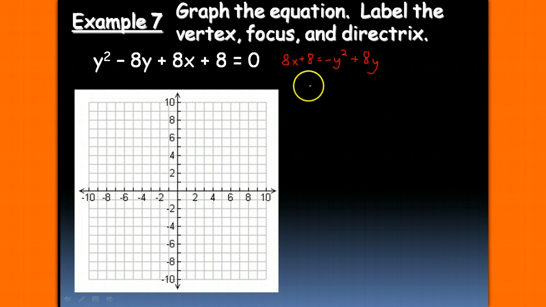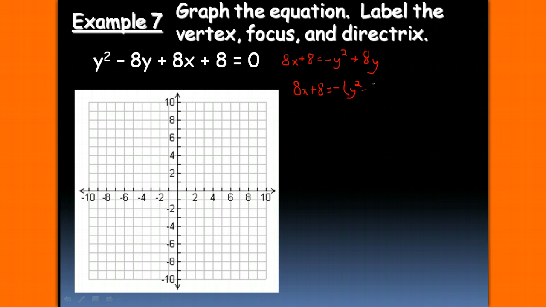Okay, so the next thing I'm going to do is pull out this negative from the y squared and the 8y, and I'm going to complete the square right here. So I'm going to have 8x plus 8. Now again, our end goal when we're doing this is to get our equation in standard form. So this is going to be just a step towards doing that.